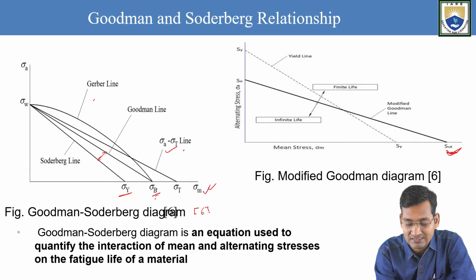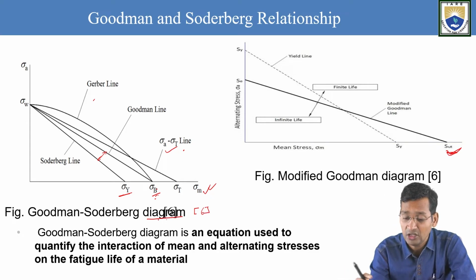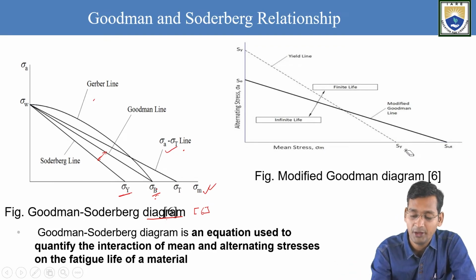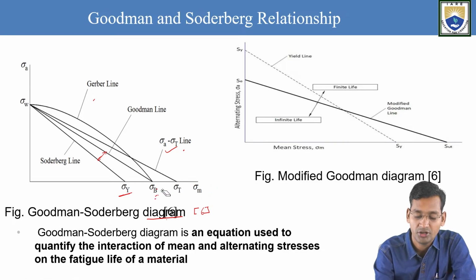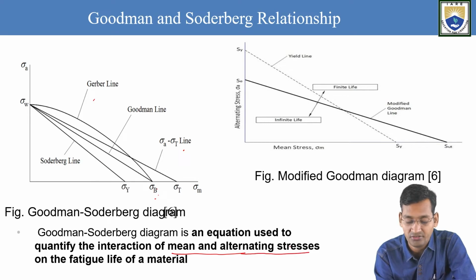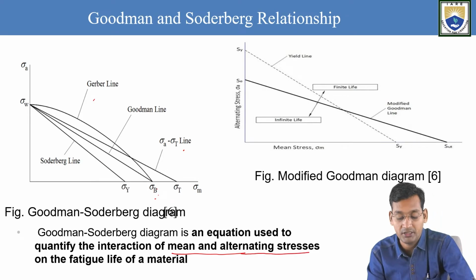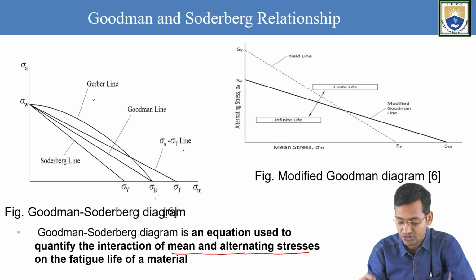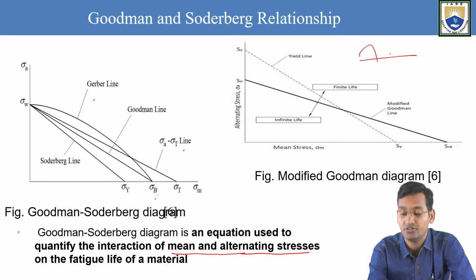Sorry, this actually should be here. This is the sixth reference number. So after seeing this, they modified it: instead of only buckling, why not find the breaking point of any material? So what is the relation? The Goodman-Soderberg diagram is an equation used to quantify the interaction of mean and alternating stresses on the fatigue life of a material. So how much mean is there, and after that how much alternating stress.